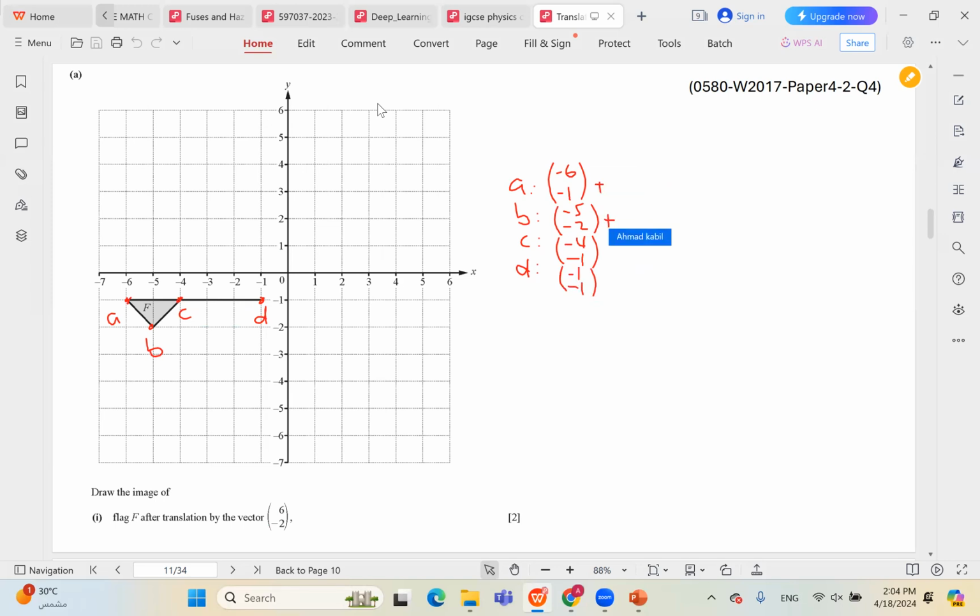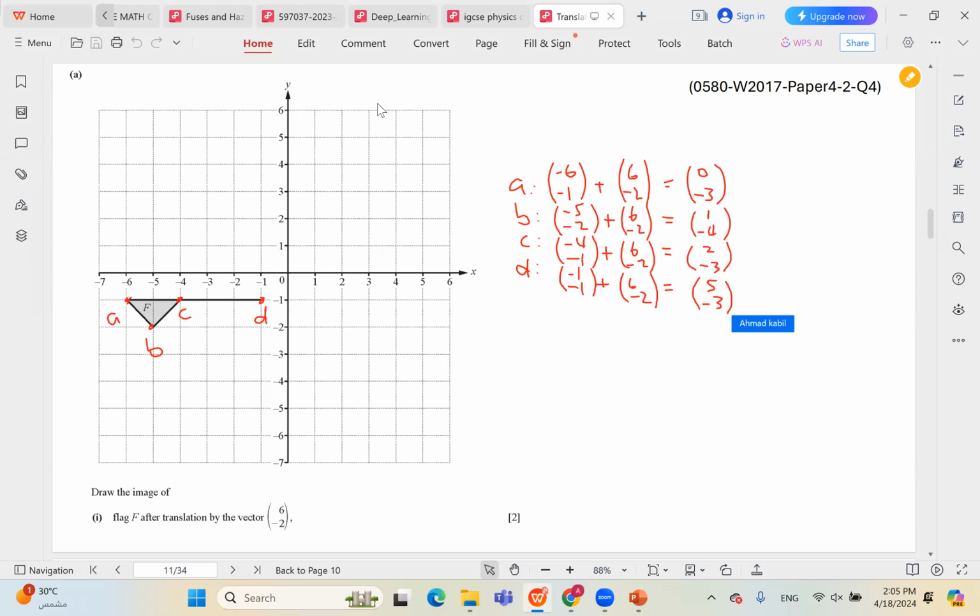We're going to add the translation vector, which is 6 and -2. And we're going to calculate the new positions. So we have here 0, -3. We have 1, -4, 2, -3, and 5, -3.